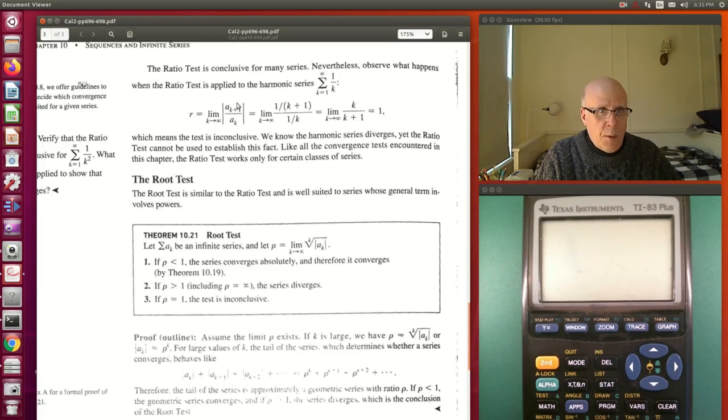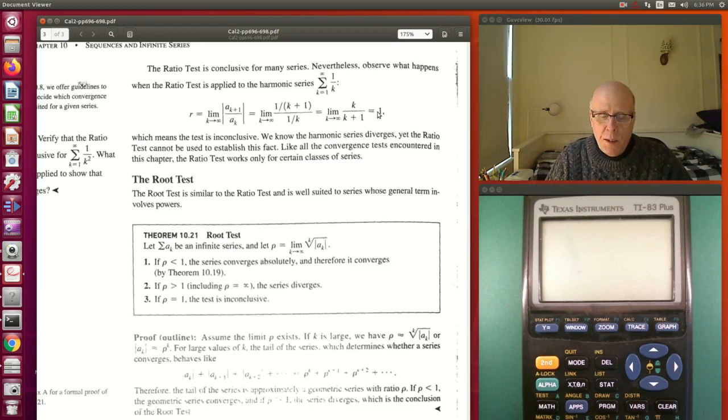Now, if you look at the ratio of the (k+1)st to the kth term, and then take the limit as k goes to infinity, you have (1/(k+1)) over (1/k). Simplifying the fraction, you get k over k+1. But as k goes to infinity, that ratio gets closer and closer to 1. In fact, the limit is equal to 1. And that tells you the test is inconclusive. Now, that's kind of messed up because we know this series diverges, and the ratio test isn't going to help us on that, which is probably a good reason to look for more tests around.